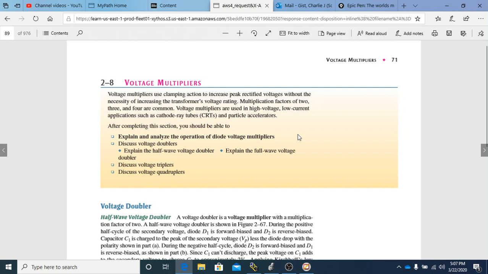So it says multiplication factors of 2, 3, and 4 are common in voltage multipliers, and in this chapter that's what we're going to be dealing with, is 2, 3, and 4. Voltage multipliers are used in high voltage low current applications, so that's important to remember. High voltage low current applications.